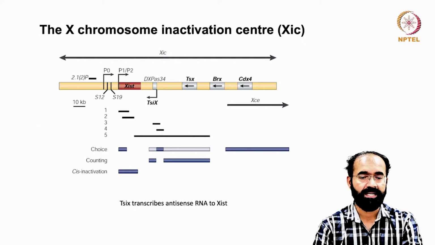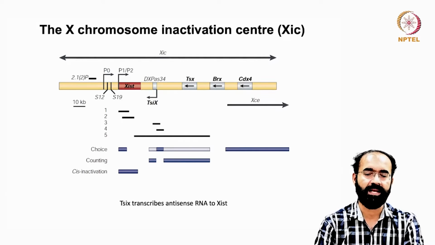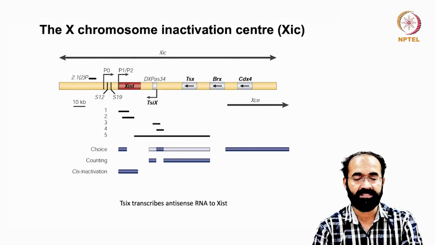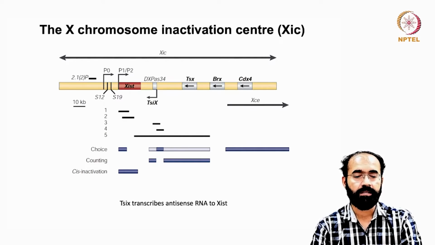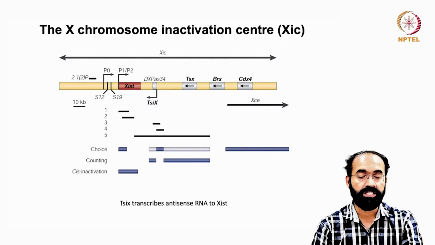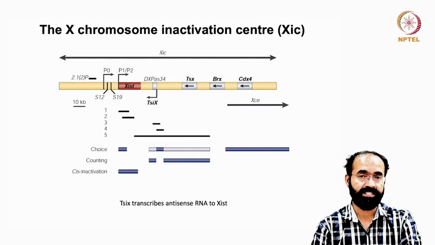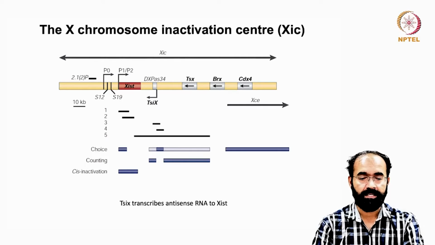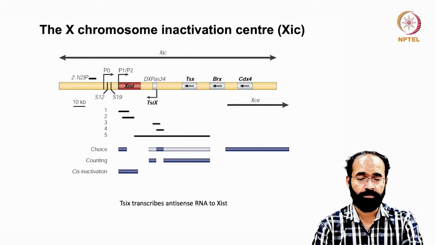And opposite to that, on the other strand, in the opposite direction, you have the Tsix. And also you have got Tsx, Brx, Cdx4, like that. Few of the non-coding RNAs are there, and then you also have XCE, and their location has been shown with this line, showing until where it is going. So the choice has to be made at the level of Tsix or Xist expression, which gene is being expressed is decided randomly, and the counting has to take place.